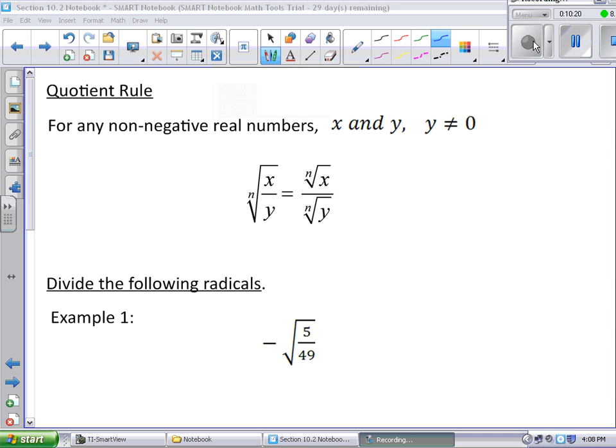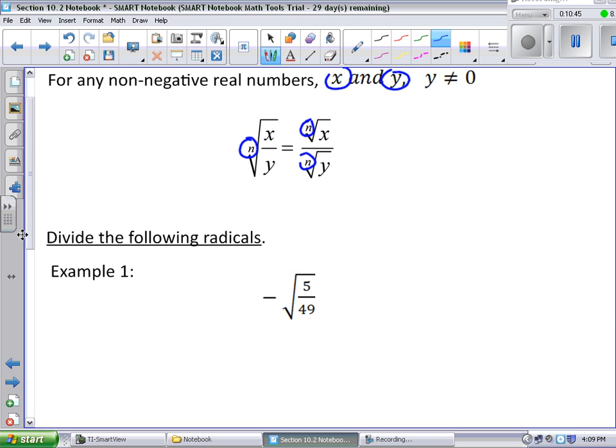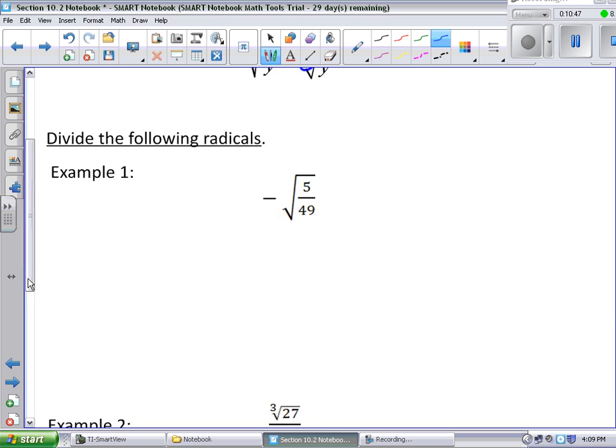Okay, let's go on with the quotient rule. The quotient rule for any non-negative real numbers x and y, the nth root of x divided by y is the same as the nth root of x divided by the nth root of y. So we can split up a fraction and write it as separate fractions. So that's what I'm going to do in example 1. I'm going to split this fraction into separate fractions.